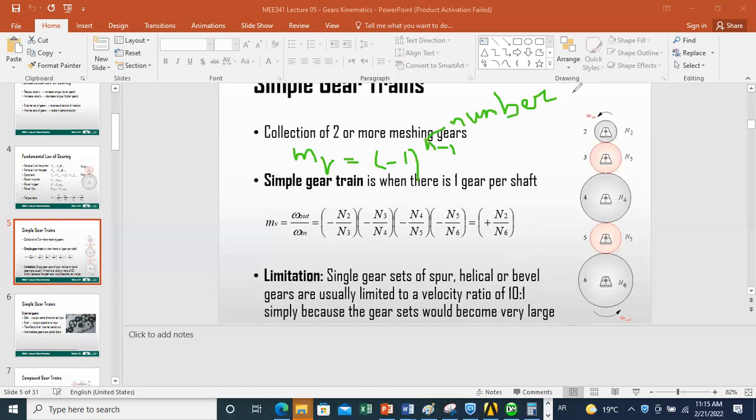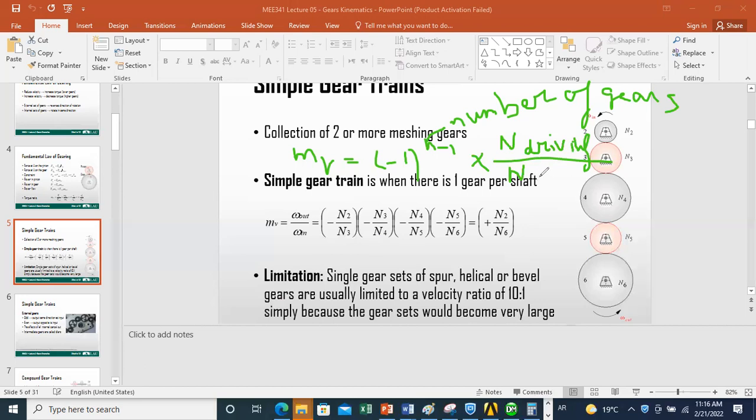So this is number of gears, and it's equal to minus 1 to the power n minus 1 times number of T's of driving gear over number of T's of driven gear. So you just look at the initial and final gear if you want.